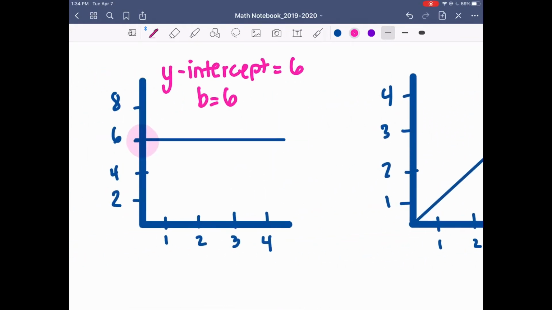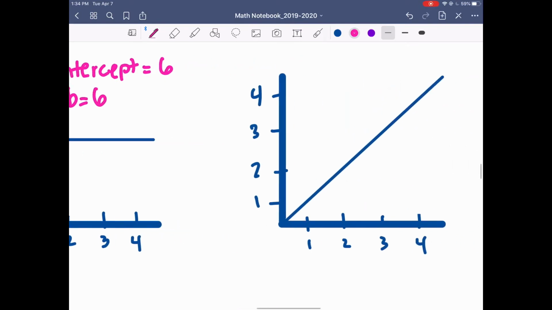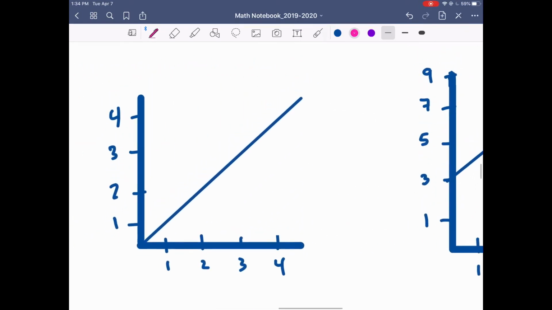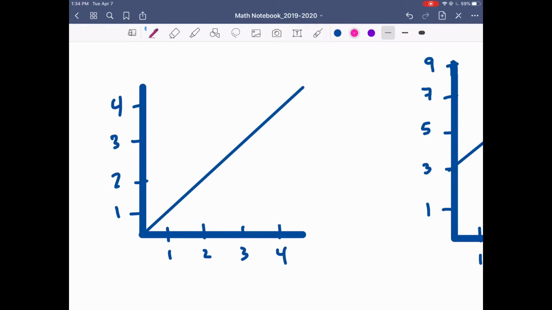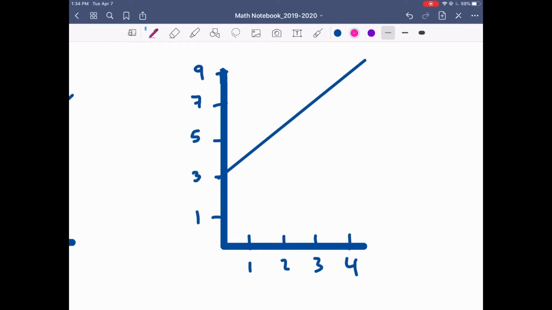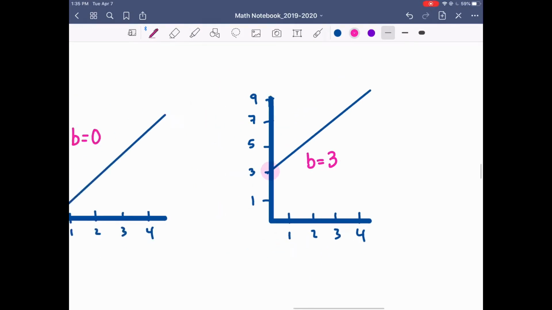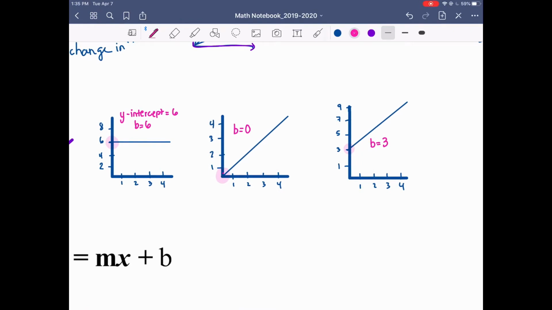And here was a flat slope, right? So there's no actual slope here. Here, where does the line touch the y-axis? That would be down here at the 0 point. So here the y-intercept would be 0. And on this graph, where does it touch the y-axis? That's right here at 3. So B would be equal to 3. And it's just as simple as that. Just looking at the graph, seeing where the line touches the y-axis.